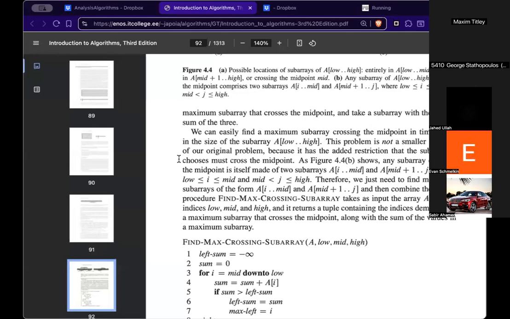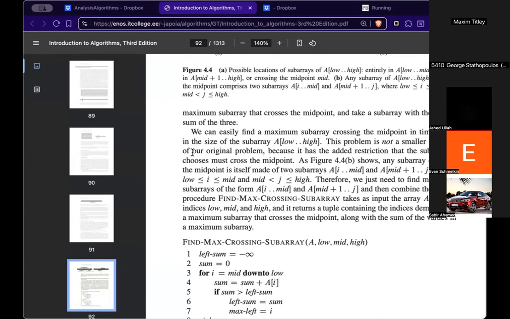All right, so here we are. Okay, and we're looking at subarrays. And here's what they do as a solution. If you could find maximum subarrays crossing the midpoint in time linear in the size of the subarray, which is A from low to high.